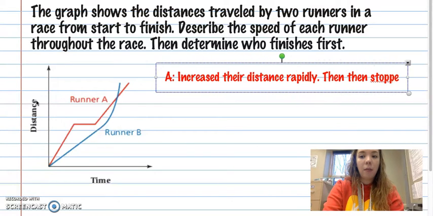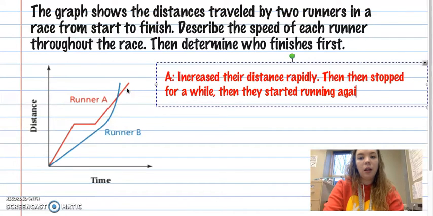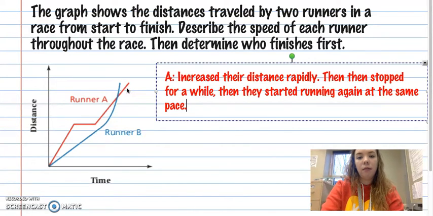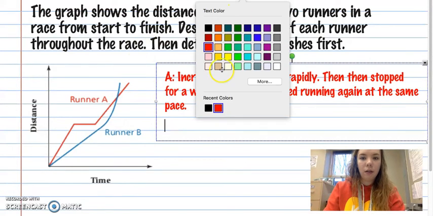Then they stopped for a while, because this flat line means their distance was no longer increasing, it was staying the same distance. Then they started running again at the same pace. Because these two look like they have the same slope. So it's the same pace for them to increase their distance like that with a straight line. Okay, runner B. Let's change.